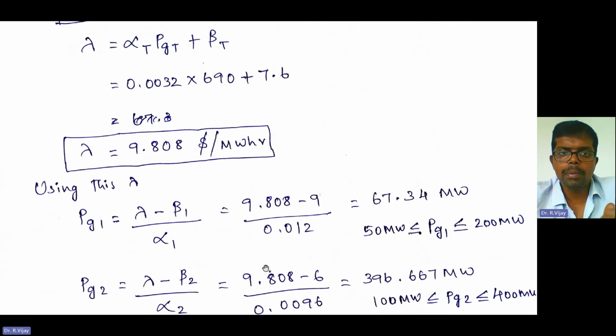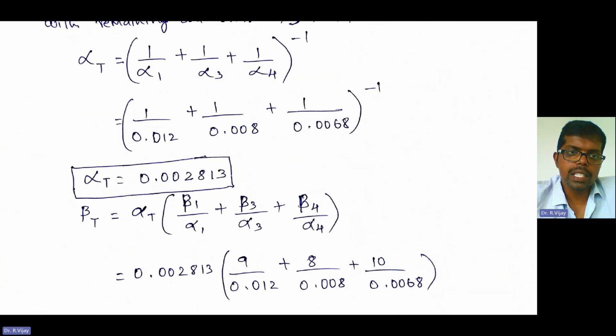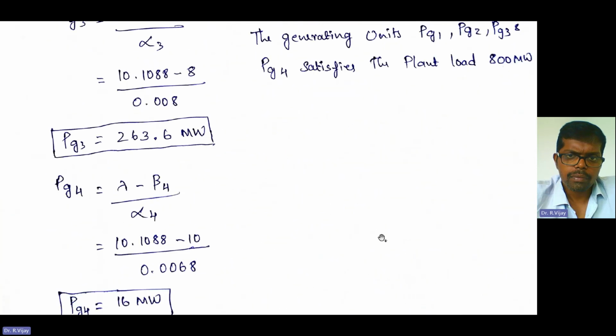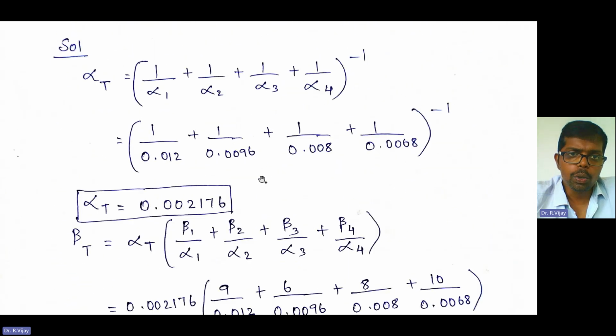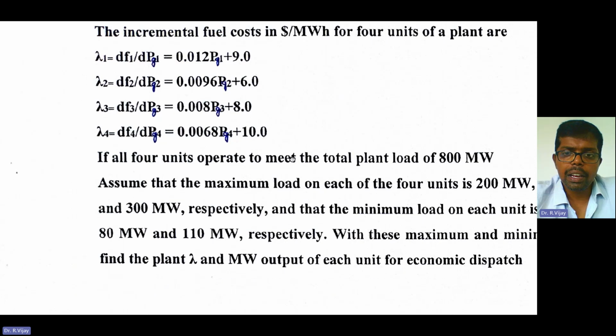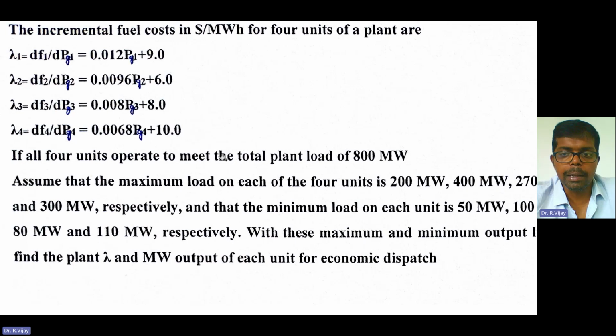This problem, they may ask as a 10-mark question, a big question, but it is very simple. The thing is that we need to substitute the formula and do it for two cases. Here we got two cases, because two generating units were not satisfying the limits. So you need to calculate both cases, and see which case gives the economic dispatch value and is within the maximum and minimum operating limits. That is the economic dispatch value for this particular problem.